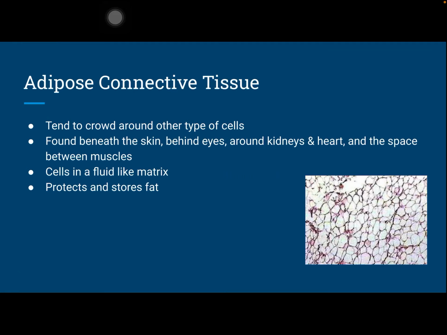further in the presentation. But continuing, the adipose connective tissue cells tend to crowd around other types of cells, and they are found beneath the skin, behind eyes, around kidneys and heart, in the space between muscles. These cells are in a fluid-like matrix, and they protect and store fat.